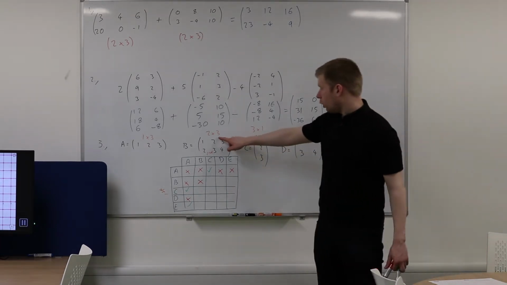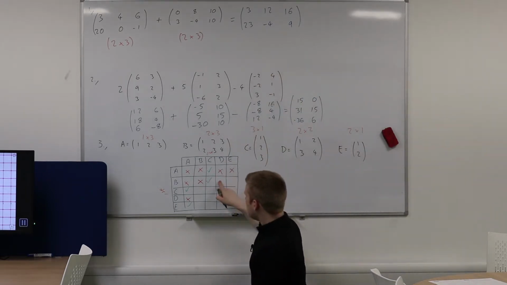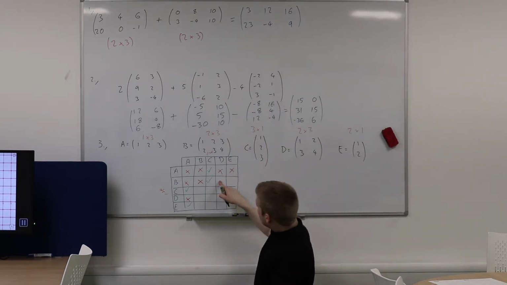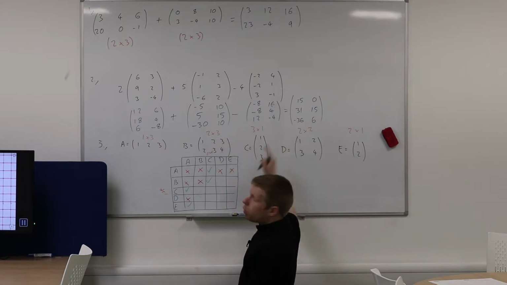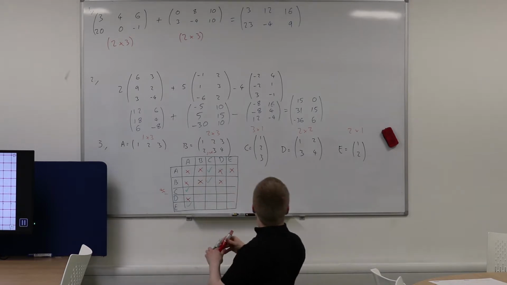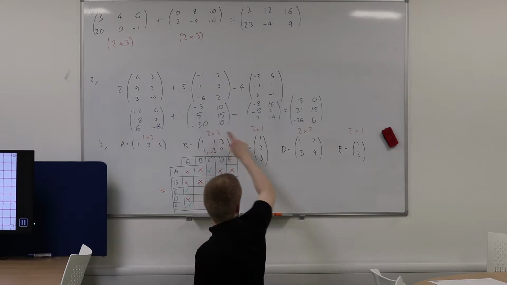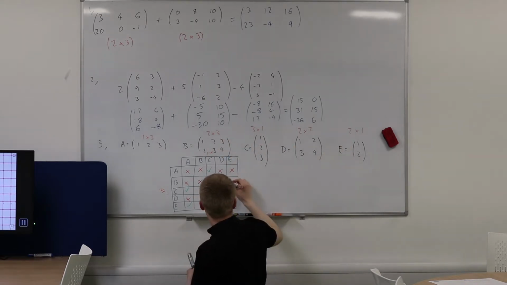Yes, we can, because the columns match up with the rows. So B times C is possible. Can we do B times D? No, because the columns don't match up with the rows, so that's not possible. Can we do B times E? No, absolutely, because that column does not match with the number of rows.